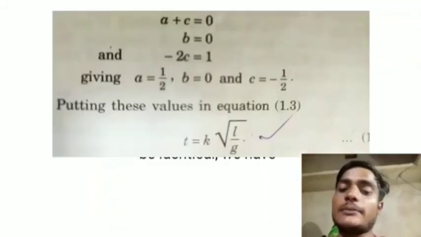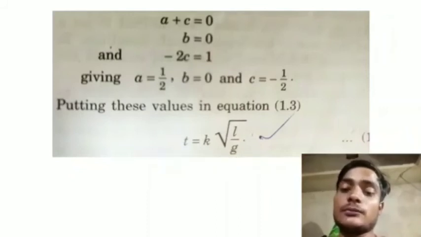when equating the dimensions of both sides, A plus C equals 0, B equals 0 and minus 2C equals 1. On solving these three equations, we get A equals 1 by 2, B equals 0 and C equals minus half. Putting these values in the first relation, we get time period equals K into root under L by g. Here K is a dimensional constant.